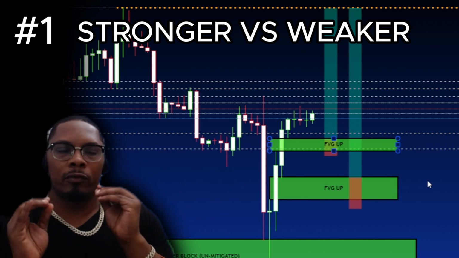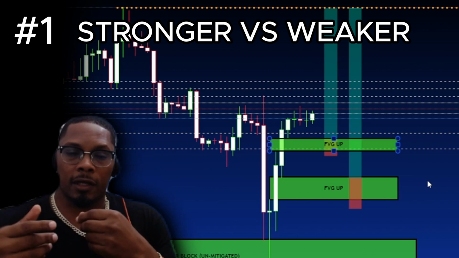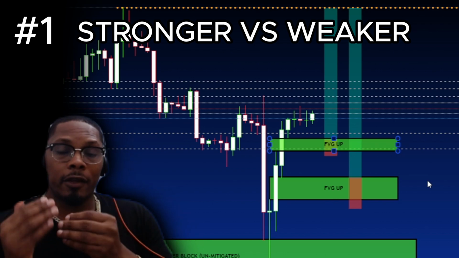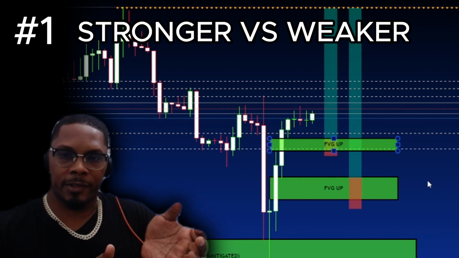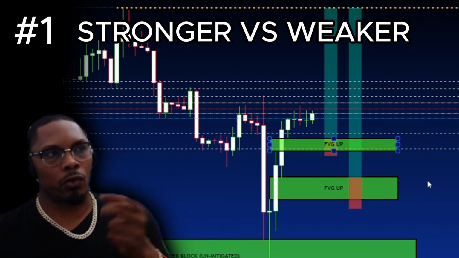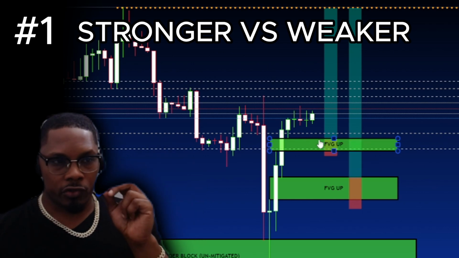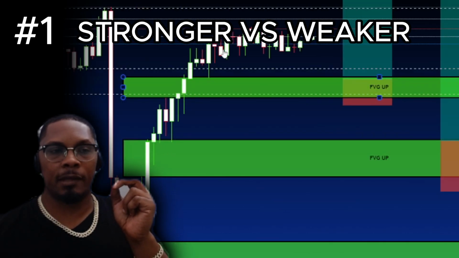The same concept applies to these fair value gaps when you're thinking of the best time frame to trade the fair value gaps. So the higher time frames are stronger versus the lower time frames are weaker. Okay, so we're on a 1 hour time frame, so a fair value gap on the 1 hour is going to be stronger than any fair value gap that you may happen to find on the 15 minute.